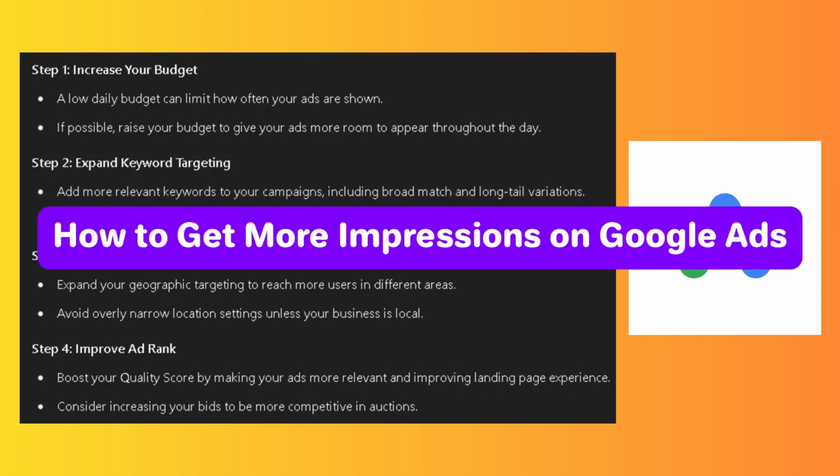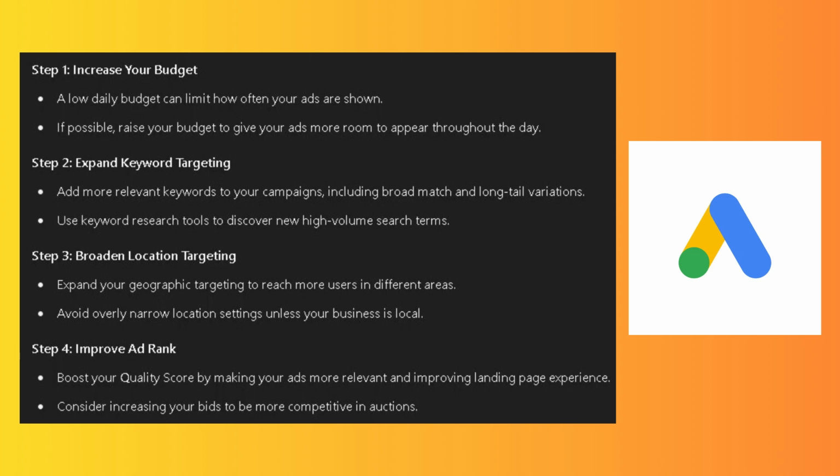In this video, you will learn how to get more impressions on Google Ads. First, increase your budget. A low daily budget can limit how often your ads are shown. If possible, raise your budget to give your ads more room to appear throughout the day.